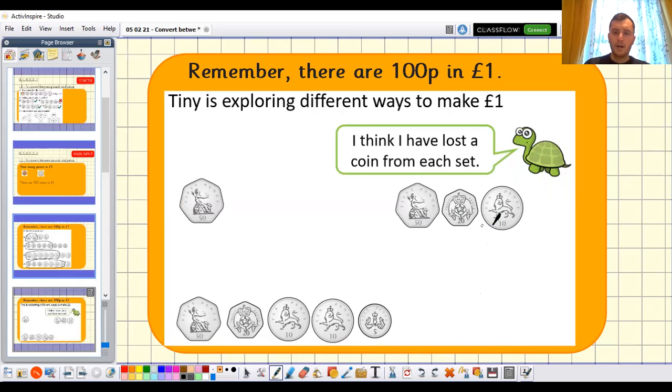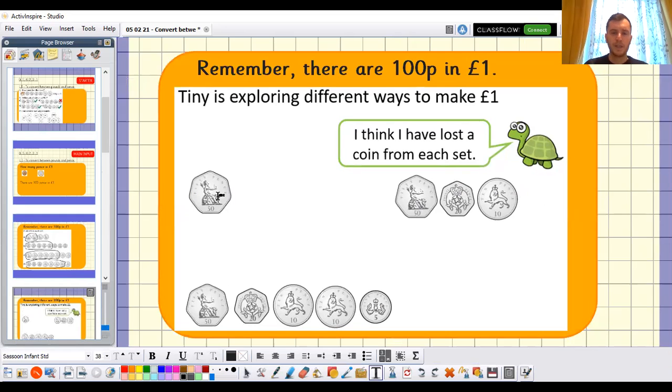This time, our friend the tortoise, Tiny the tortoise, is exploring different ways to make £1. And he thinks he's lost 1 coin from each set. So he should have an extra coin next to this 50 pence to make £1, and he should have an extra coin next to this 50, 20 and 10 pence to make £1. Which coin should he use?